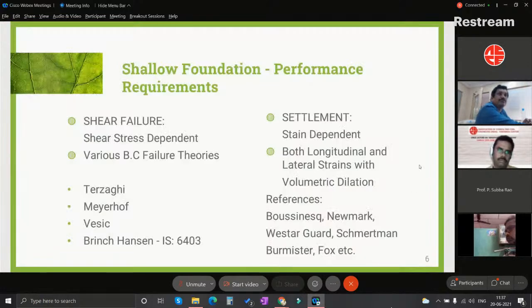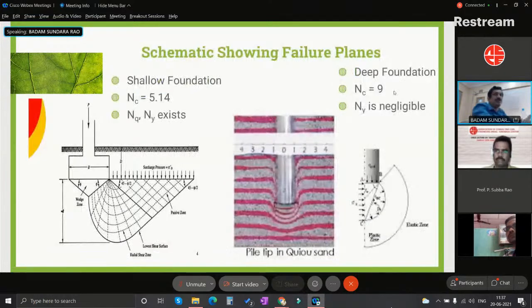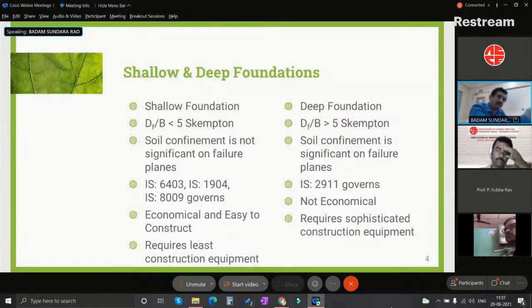Coming back to the previous slide. When coming to the bearing capacity factors that were proposed by Skempton, in the case of a deep foundation, first we see what are the failure planes that we have.